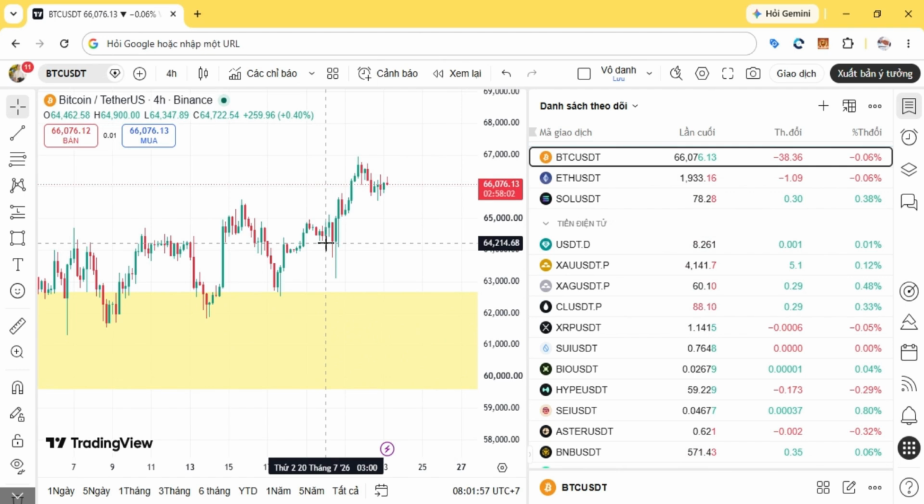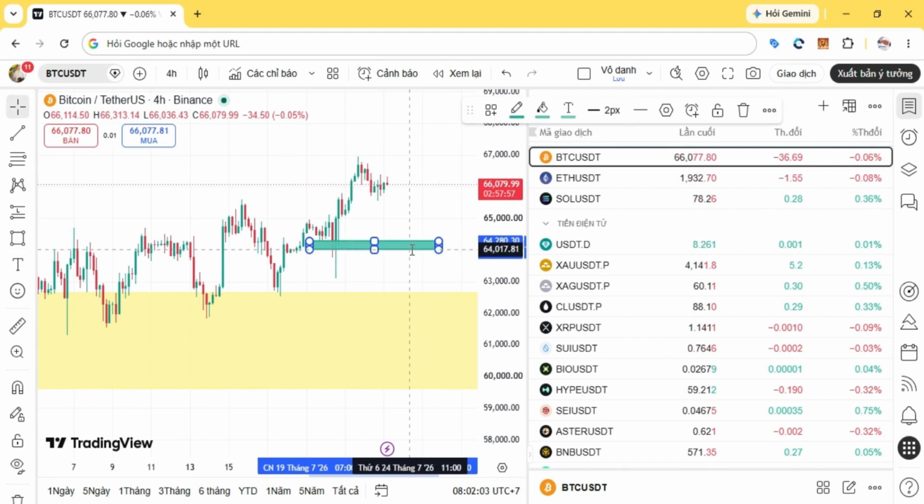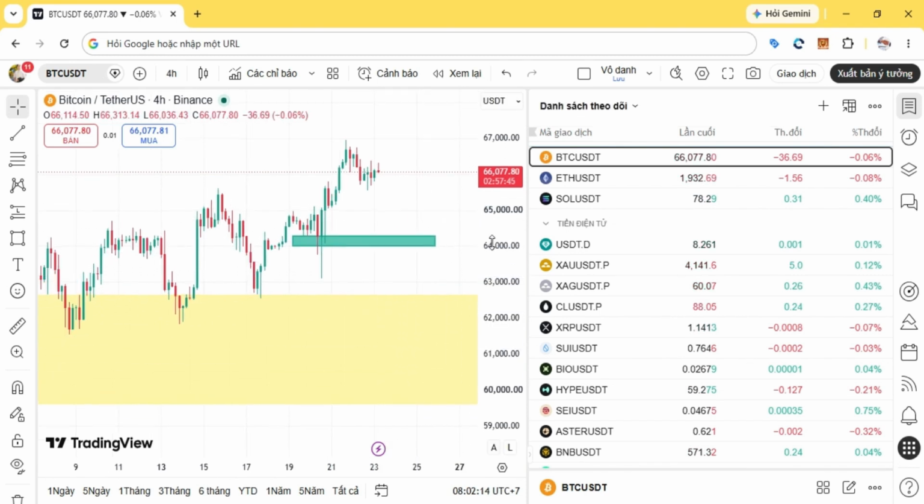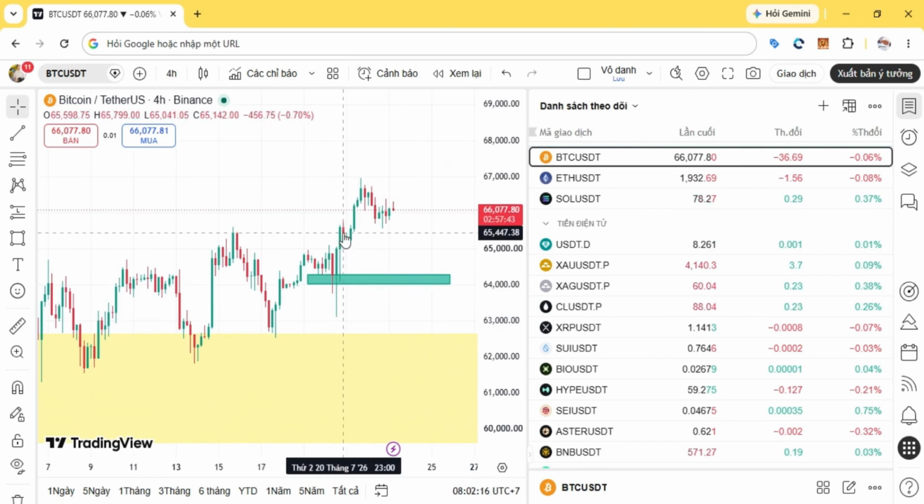So according to the reaction method, you draw a line across here. Should you draw this line across when it breaks this area? If it breaks the 64 zone, then it becomes a downtrend, and BTC will drop very deeply to 63, 62, 61, 60 like this. But for now, it's still an uptrend. See, it's still in an uptrend.